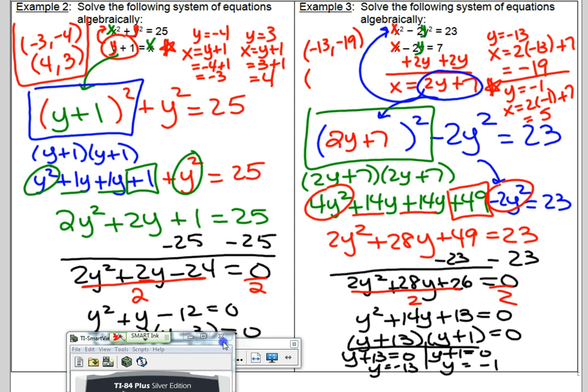And then my other answer then will be, oh, I apologize. My last answer, I switched the coordinates because I found x second. So I really should have had negative 19, then negative 13. That's my x and then my y. And then for the other problem, my x is 5 and my y is negative 1.